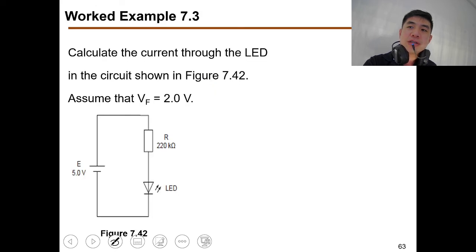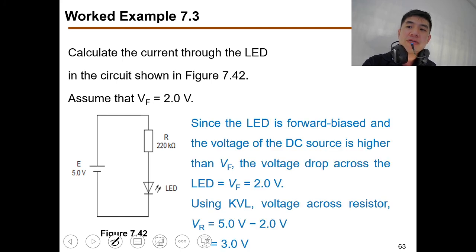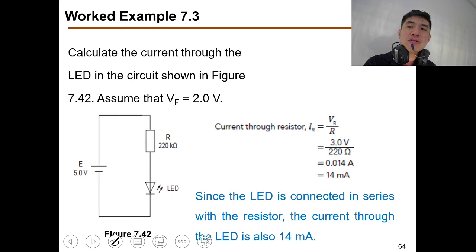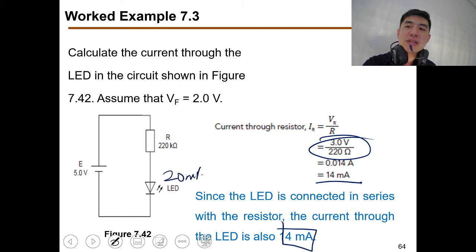Okay, here is just another example. 5 volt. So the forward voltage is 2 volt, right? So the voltage across the resistor must be 3 volt already, because this one is 2 volt, this one must be 3 volt. Whatever is left over, the resistor must take. This also decides the current in the circuit. So at 3 volt over 220, you get about 14 milliamp. The current rating is 20 milliamps, so the LED will work and will not spoil.